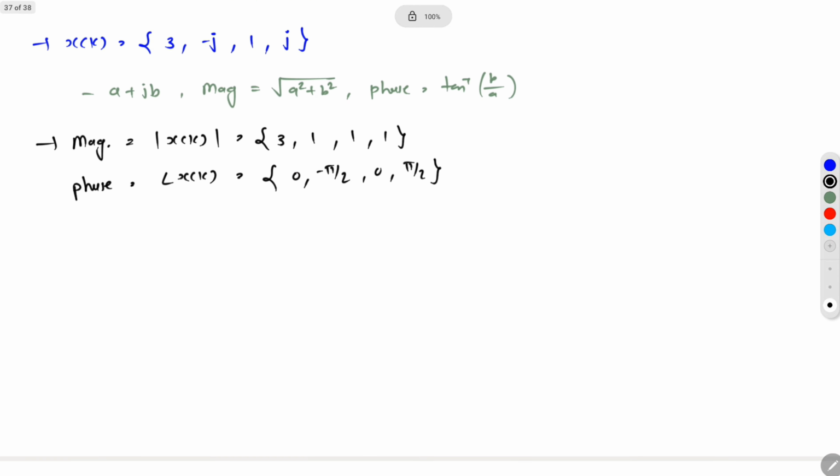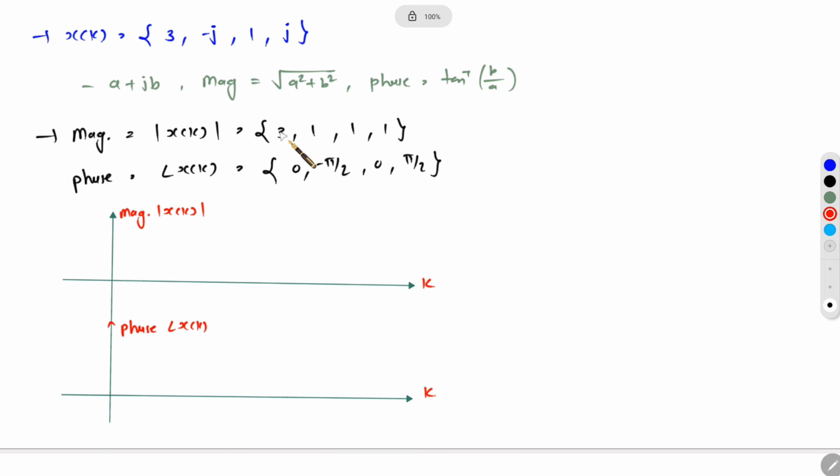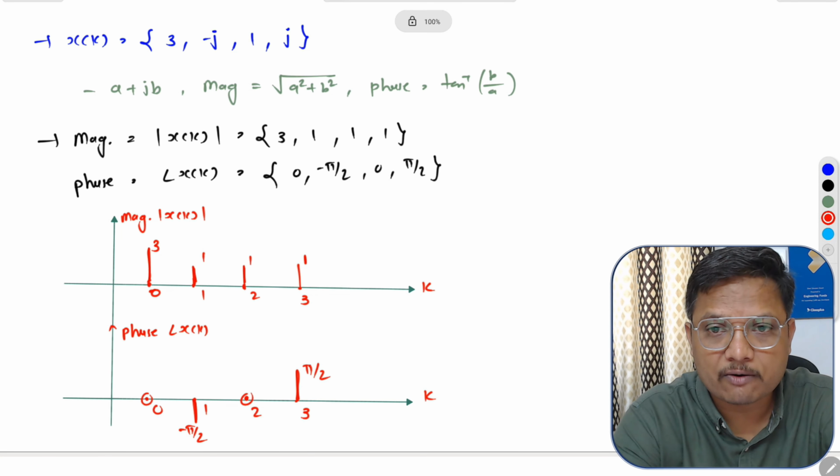Now the question is to plot this. Let me explain how to plot this. When you talk about magnitude, it is 3, 1, 1, 1. So here the magnitude is 3, then 1, then 1, then 1. And when you talk about phase, the phase is 0, minus pi by 2, 0, plus pi by 2. Then we have 0 and then we have plus pi by 2. So that is how simply one can sketch the magnitude and phase of the DFT.